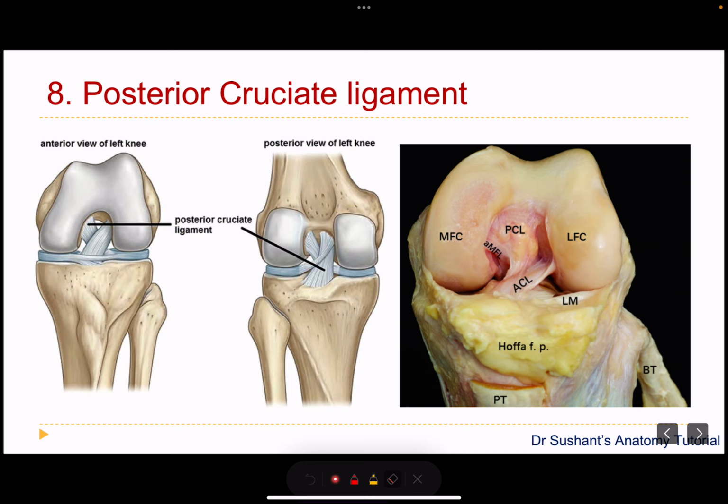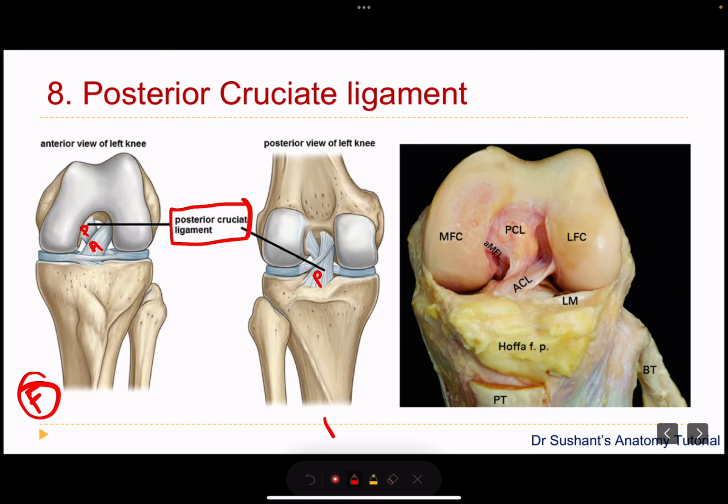So let us begin our discussion with the posterior cruciate ligament. The posterior cruciate ligament, as you can see in this picture here, this one right here. So this is the front view of the knee joint that has been opened. So the posterior cruciate ligament is seen behind. The one that is seen on the front is the anterior cruciate ligament. So this is the posterior cruciate ligament.